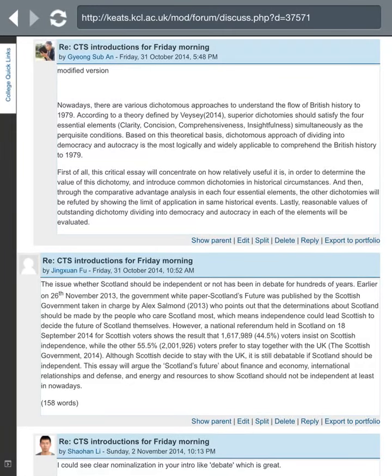Okay, let's look at Arne's answer. "Nowadays, there are various dichotomous approaches to understanding the flow of British history to 1979." I think this is a hang-up from IELTS. Why are there dichotomous approaches nowadays? Weren't there dichotomous approaches at the time of the Magna Carta? I don't think the time period changes whether you can understand history via dichotomy theory or not.